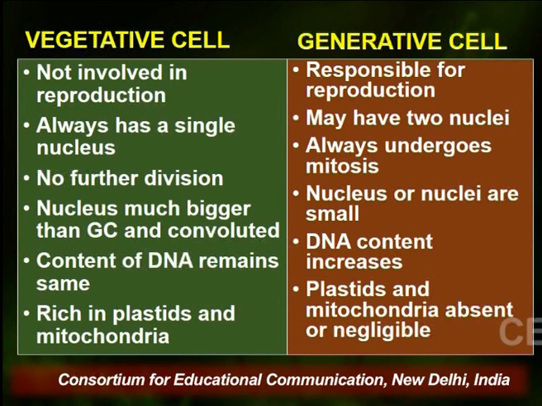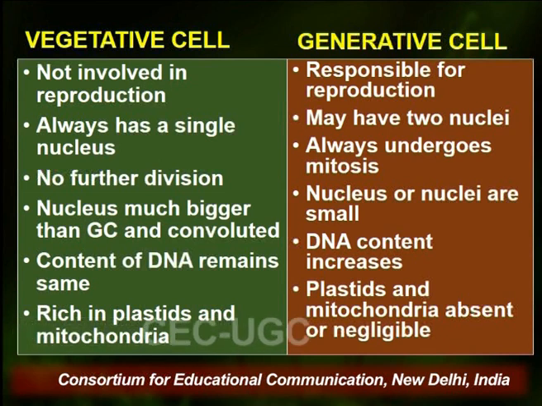The nucleus which is present in the vegetative cell is much bigger than the generative cell nucleus, and the nucleus of the vegetative cell is convoluted. In generative cell, the nucleus, if single, or nuclei, they are small. The DNA content increases in the generative cell. There is hardly any content of DNA which is present in the vegetative cell, and it remains the same.